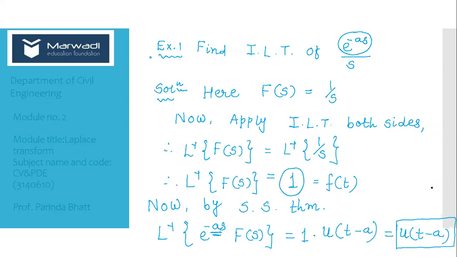Okay, the same thing we apply in this first problem. First, we identify f of s. Therefore, we are getting f of t. Now, this f of s is multiplied with e raised to minus a s by using the second shifting theorem. And this f of t is the constant, therefore no change, that remains as it is, and multiply with the unit step function. Everyone clear?